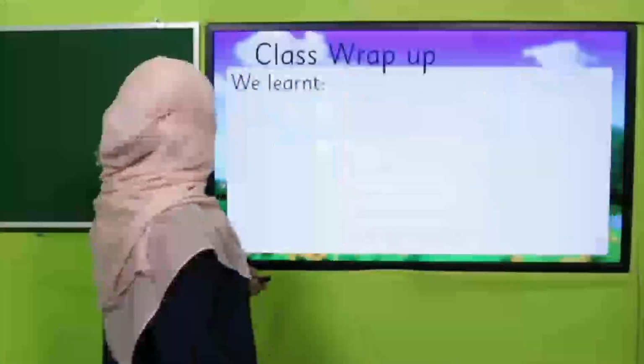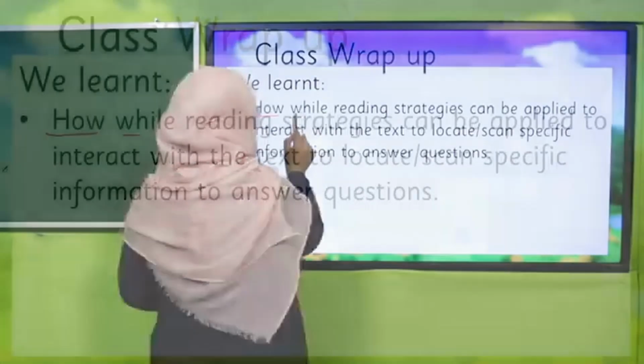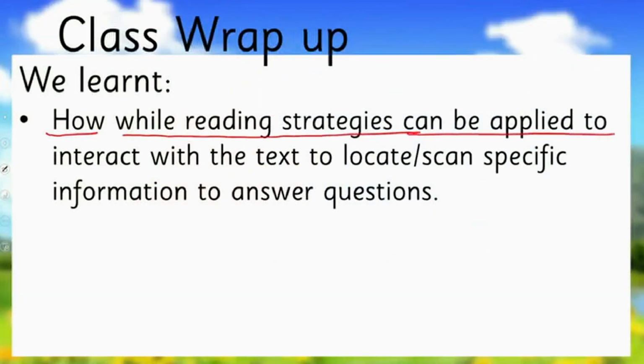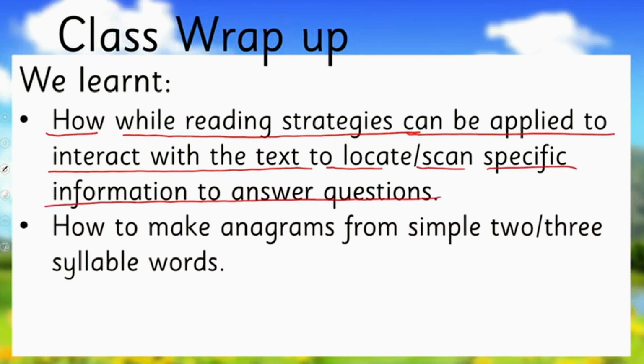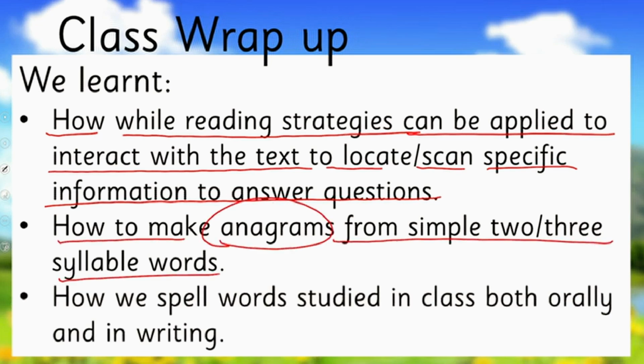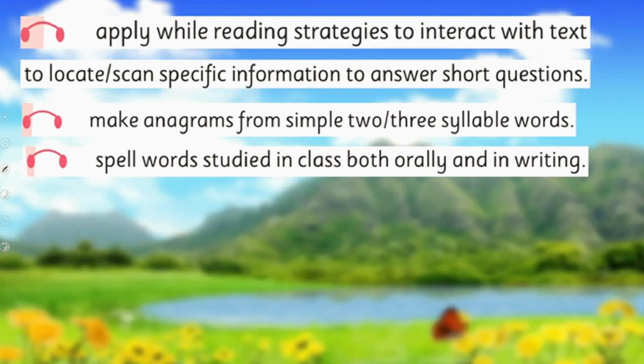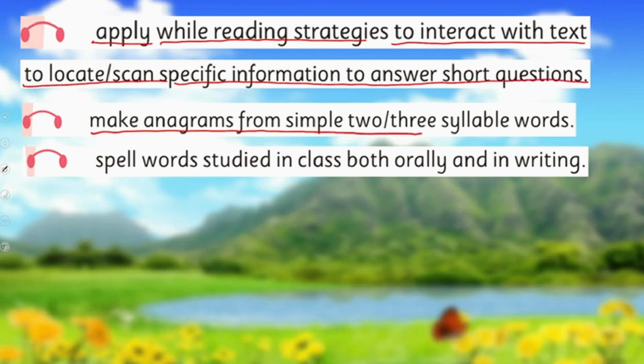Now you know it. So what have we learnt today? We learnt how while-reading strategies can be applied to interact with the text to locate or scan specific information to answer questions. We learnt how to make anagrams from simple 2 or 3 syllable words, and we also learned how to spell words studied in class both orally and in writing. So in this way, we achieved today's SLOs, that is to apply while-reading strategies to interact with the text, to locate or scan specific information to answer short questions, make anagrams from simple 2 to 3 syllable words, and spell words studied in class both orally and in writing.